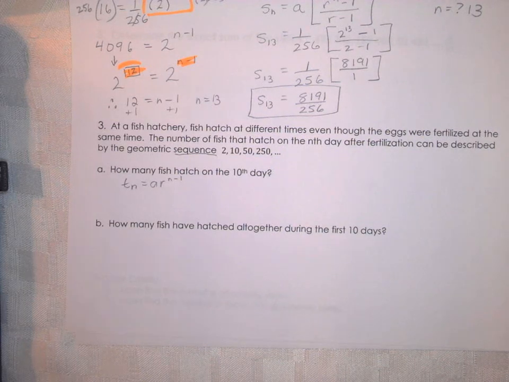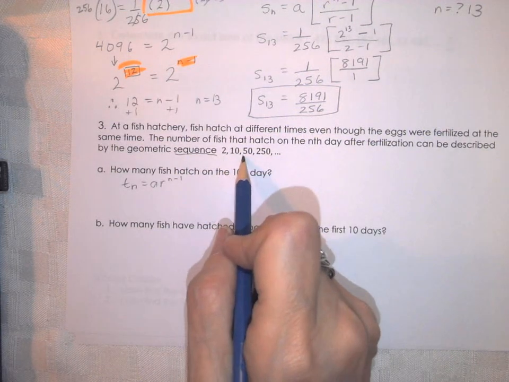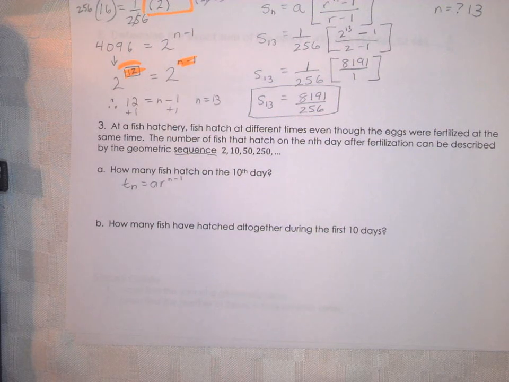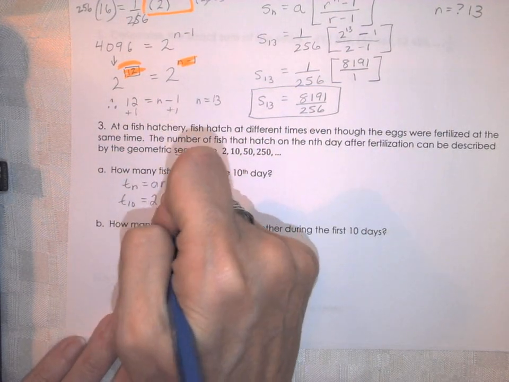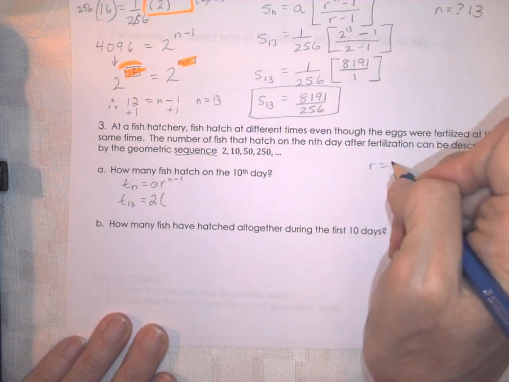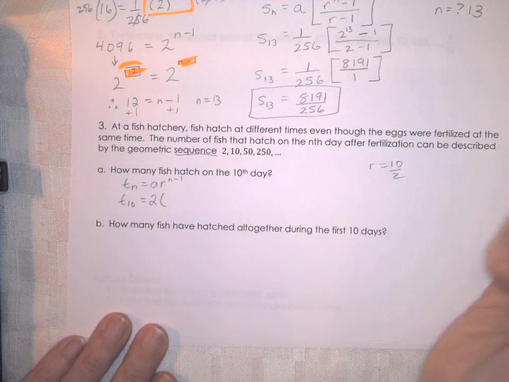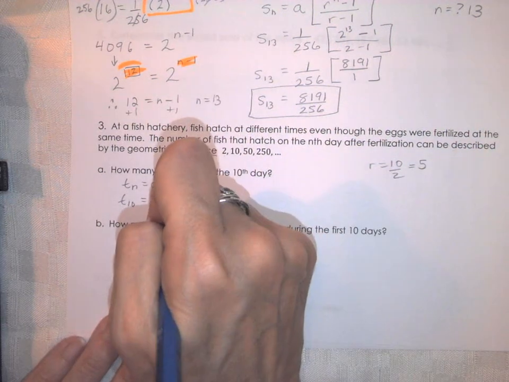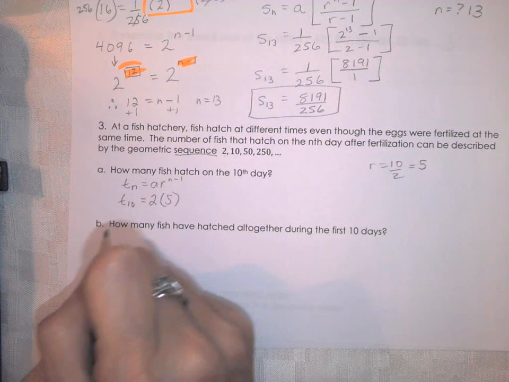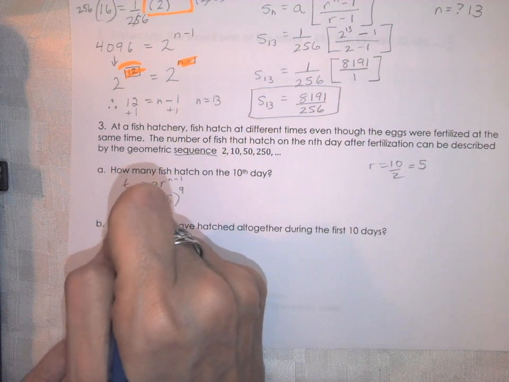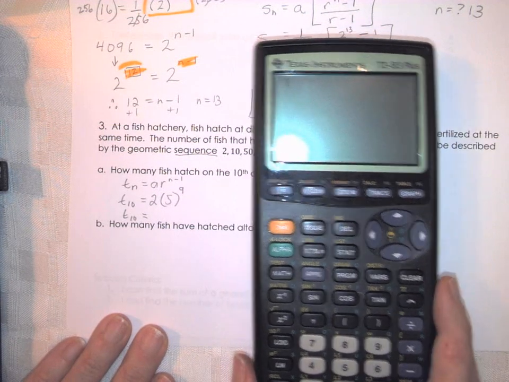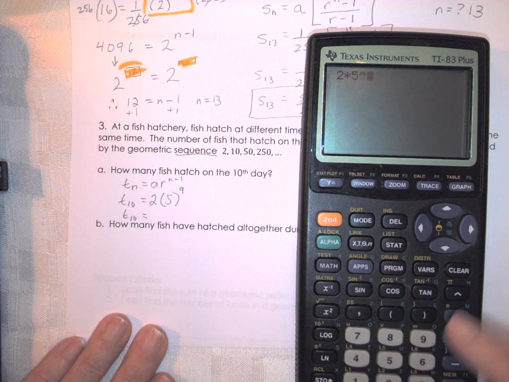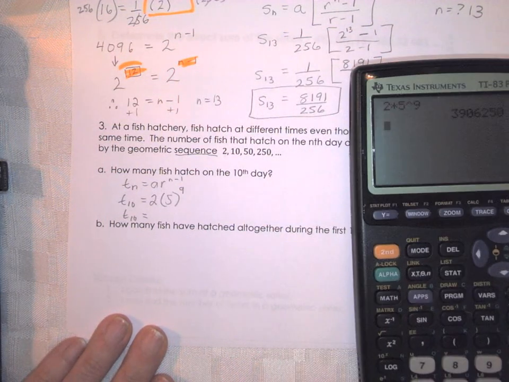And remember, it's important you know the difference between a sequence and a series. The commas show a sequence and the addition signs show a series. So if I want the 10th day, term 10, A is 2, R again, you divide, so I could do 10 divided by 2, a term divided by the term directly before it is 5, so times 5 to the n minus 1, so the exponent would just be 9. So term 10 is going to be 2 times 5 to the power of 9, which is a lot of fish.